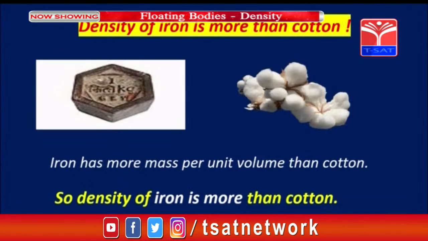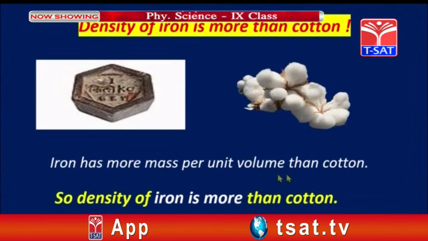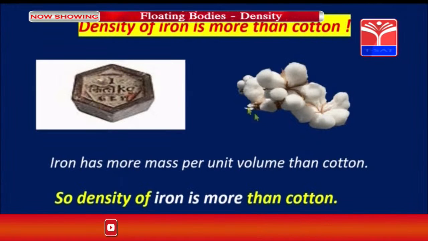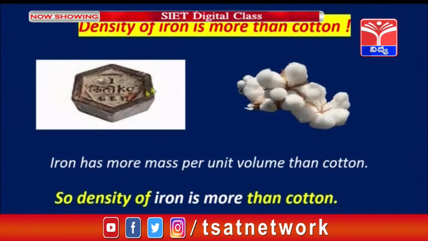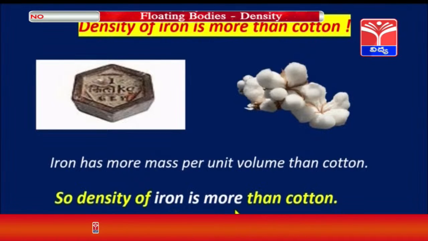So density of iron is more than cotton. How can you say iron has more mass? You can see iron has more mass per unit volume. If you take this iron weight and the same volume of cotton, definitely the iron weight is going to have more mass. So density of iron is more than cotton.